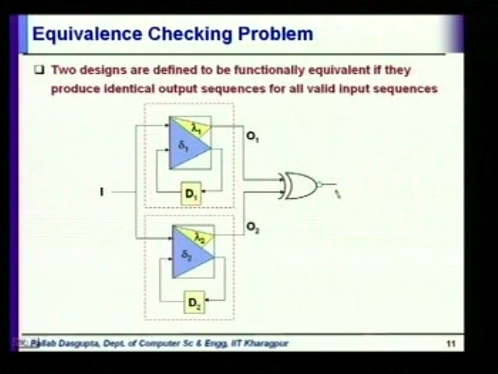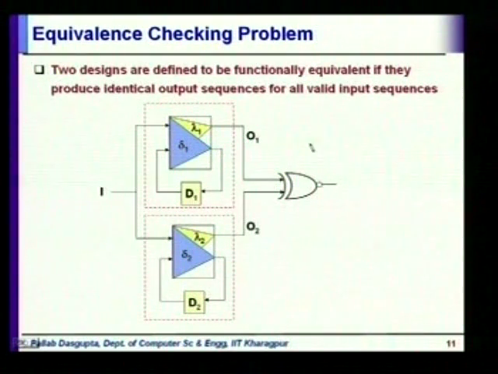So we can reduce this problem to reachability in a finite automata. We can reduce this problem to checking the equivalence of these two state machines. That is another approach.